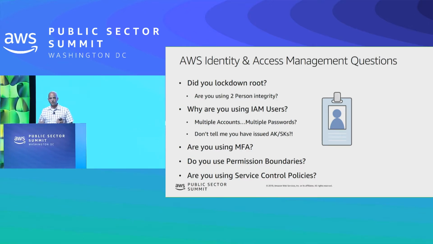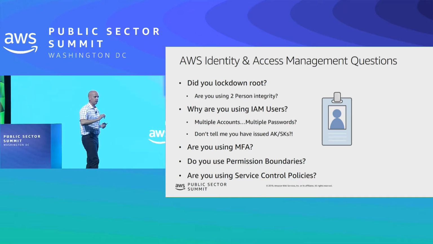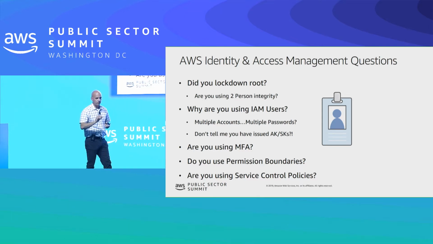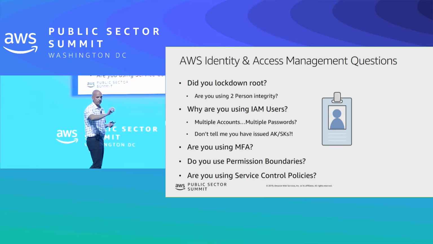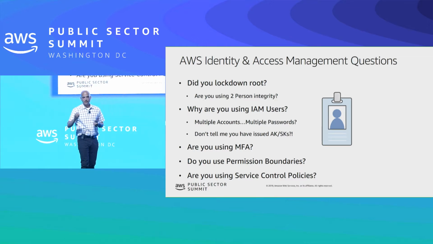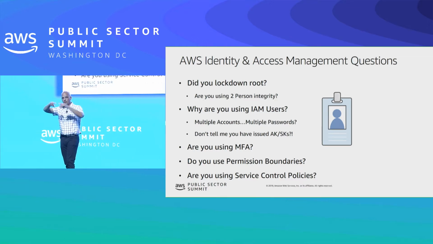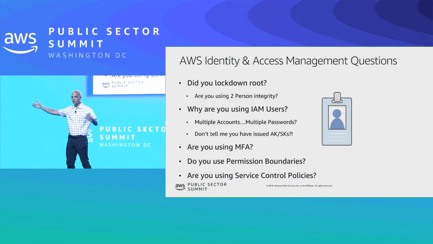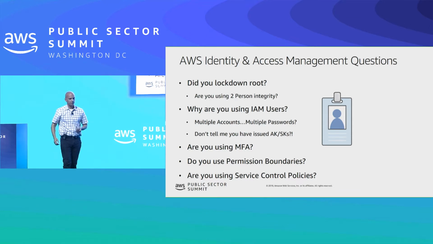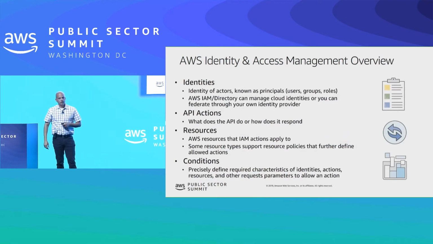So SCPs, or service control policies, are very similar to a permission boundary. The difference, or the way I like to think about it at least, is that a permission boundary is applied to the specific IAM entity, like the role or the user, whereas an SCP is applied to the account. So it's at a higher level. No matter what role you are, the SCP will apply to you.